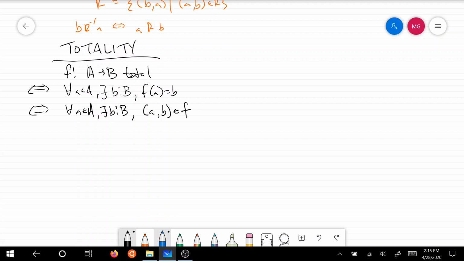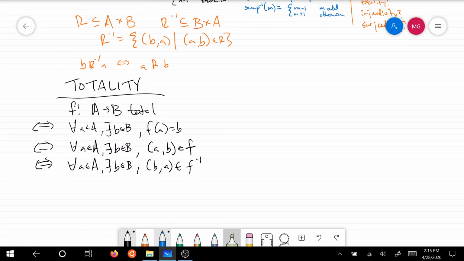Okay, what does this tell us about F inverse? Well, it tells us this about F inverse. For all a in A, there exists a b in B. Oops, I used colons earlier, I'm just going to correct that real quick. There exists a b in B such that (b, a) is in F inverse. That's just how we defined inverse up here, right? That's the definition of inverse we see over here.